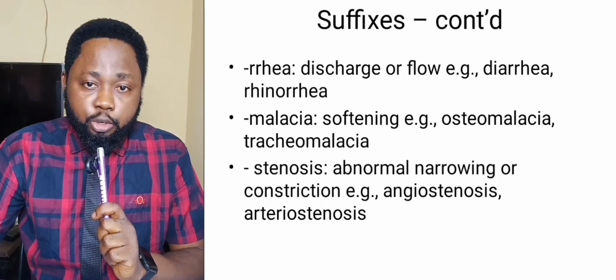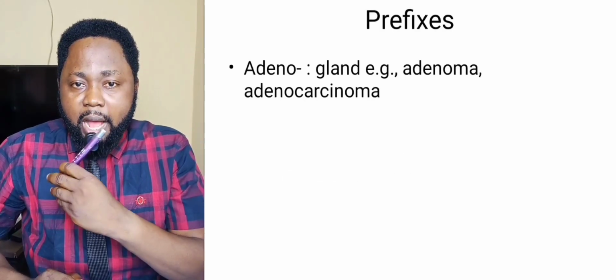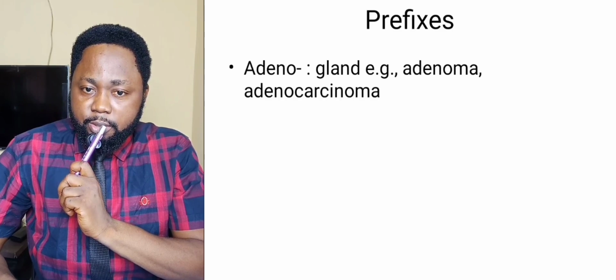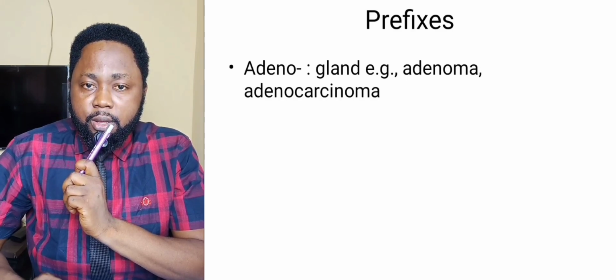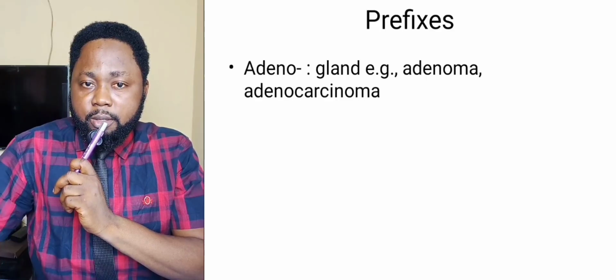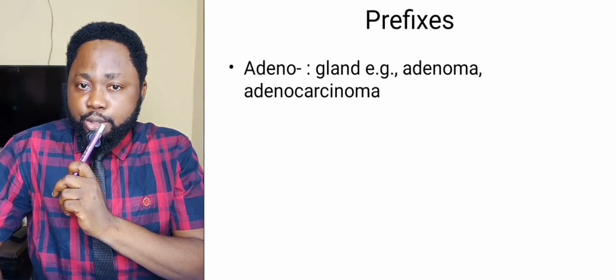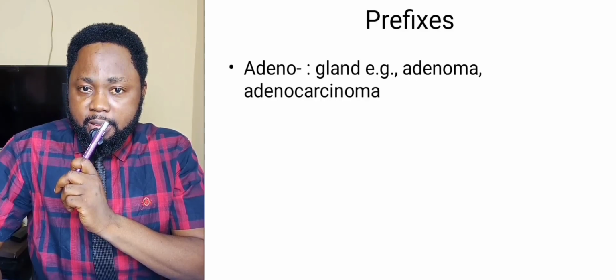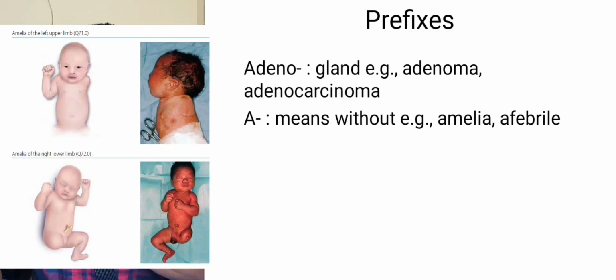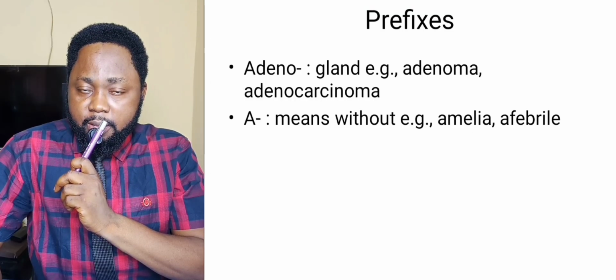Now to prefixes, beginning with adeno. So adeno refers to gland. Examples include adenoma, which is a benign tumor of a gland; adenocarcinoma, which refers to a malignant tumor of a gland. A means without. Examples include amelia, which means without limb; afebrile means without fever.